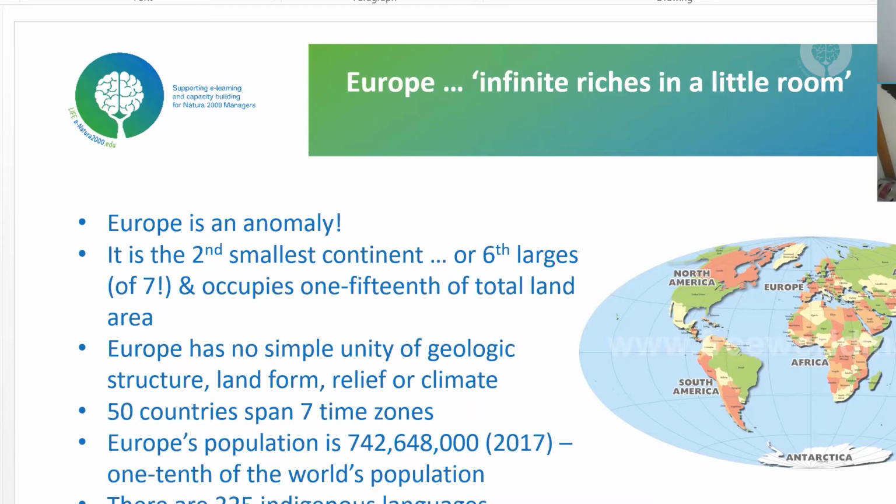Europe is also diverse in terms of its geology, its landforms, the climates that appear in Europe. And there are 50 countries which span 7 time zones. Europe's population is 1/10 of the world's population. So we're not insignificant in that sense. And that population speaks 225 different languages.